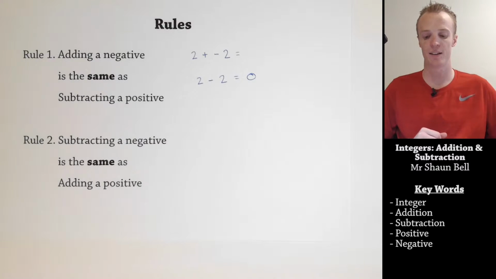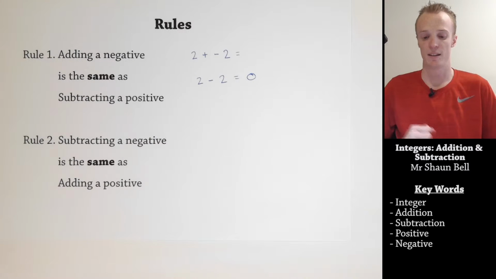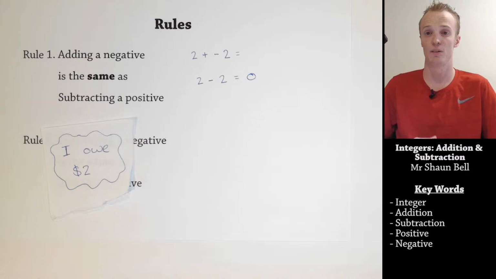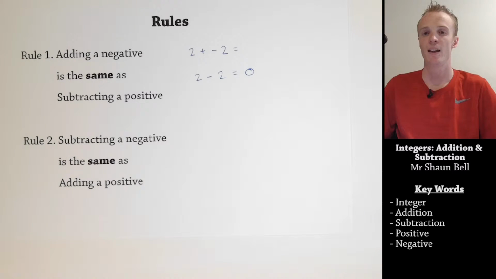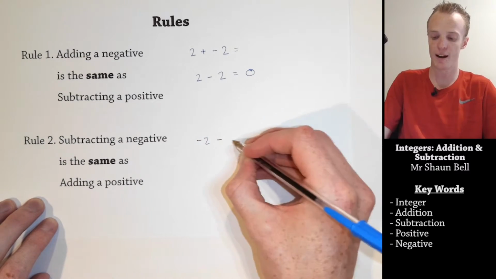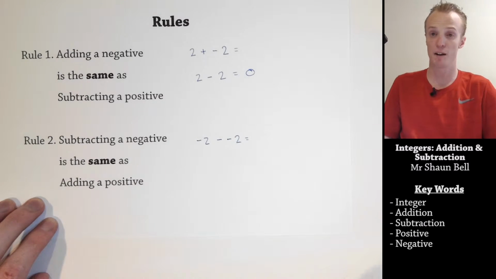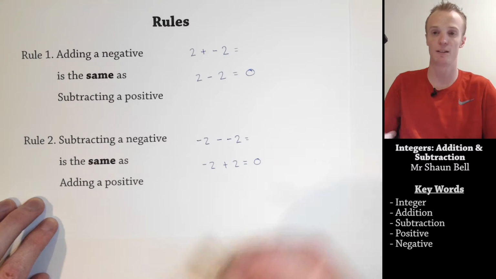Now, Rule 2 states that subtracting a negative is the same as adding a positive. So what that means is if I have negative $2, that is the same as owing someone $2. Now if you subtract that negative $2 that I owe away from me, you're essentially adding the $2 so I don't owe anything anymore. In maths, this is the same as subtracting a negative integer. So if I have negative 2 and I subtract that negative 2, this can be rewritten as negative 2 plus 2, which will equal 0.